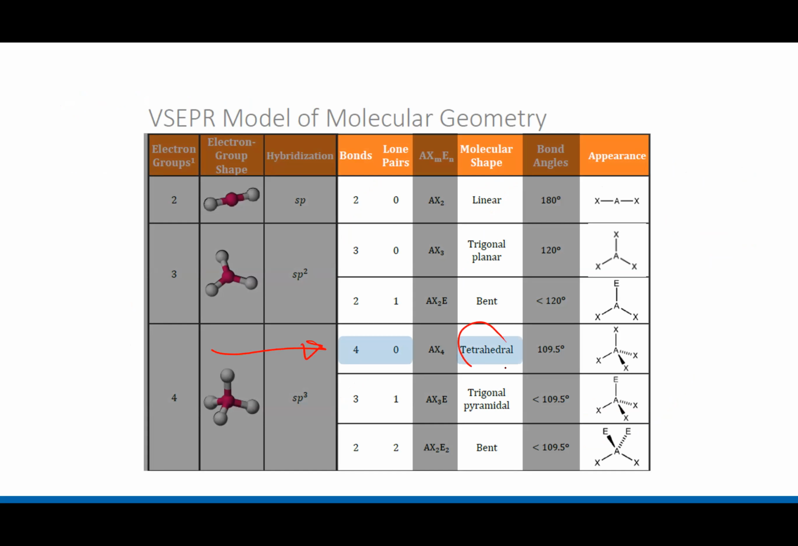I know the name of the shape is tetrahedral. That's a mathematical 3-dimensional shape, kind of like a pyramid. And then I have my sketch. This is like my rough draft or my skeleton. I'll fill in the blanks, meaning wherever I see an A, I'll put the central atom, and then the other guys go around on the outside.